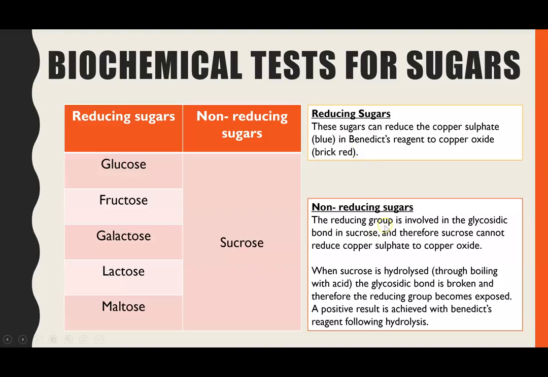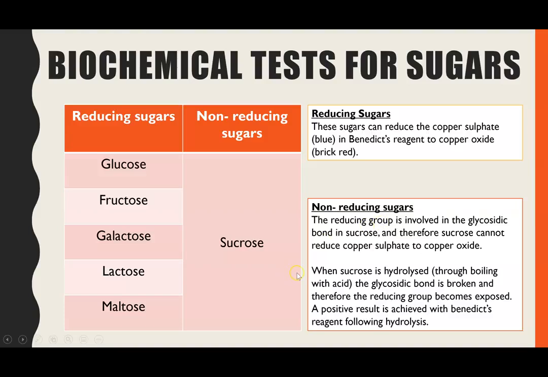Sucrose, which is our non-reducing sugar, isn't able to reduce copper sulfate. And that's because the group within these sugars that does the reducing is actually used up in the glycosidic bond in sucrose. So it's not going to reduce copper sulfate to copper oxide. Hence the name, it's a non-reducing sugar.